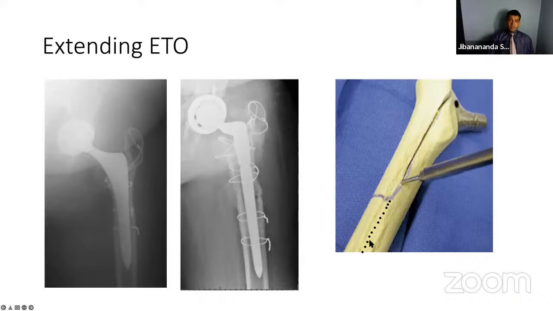This is another technique. If you can't cut the stem, you can do an episiotomy of the ETO further down, so it opens up the space and allows the stem to come out many times. This is a technique you can use. Or you can plan a longer osteotomy from the beginning.